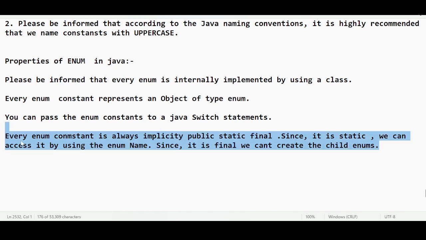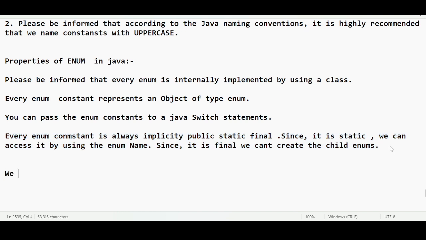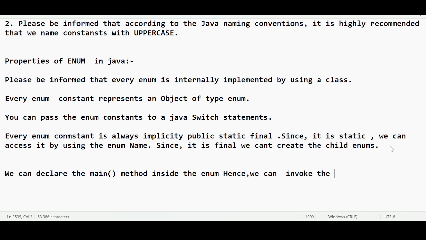The last point says you can also define the main method inside the enum. Hence, we can invoke the enum directly from the command line. What does it really mean, guys?